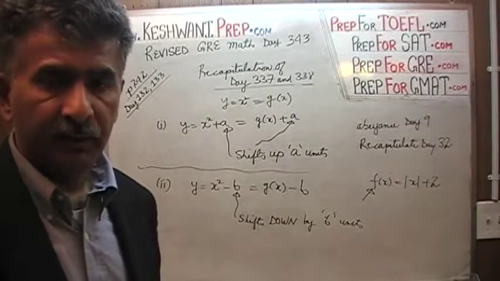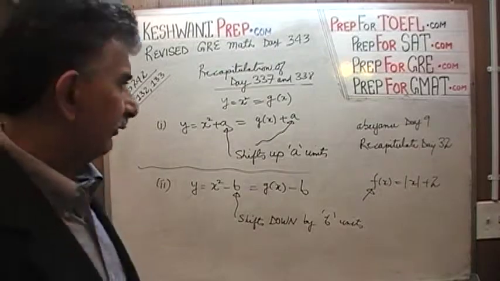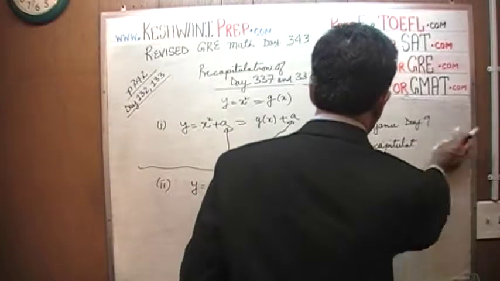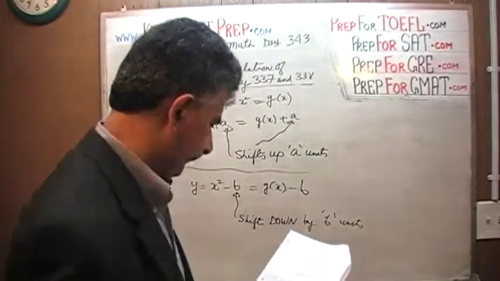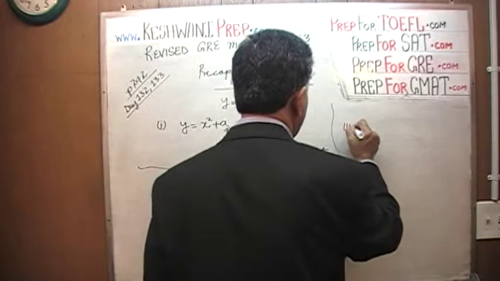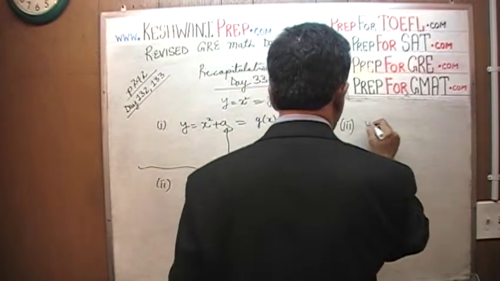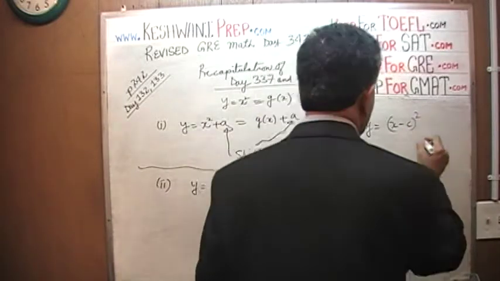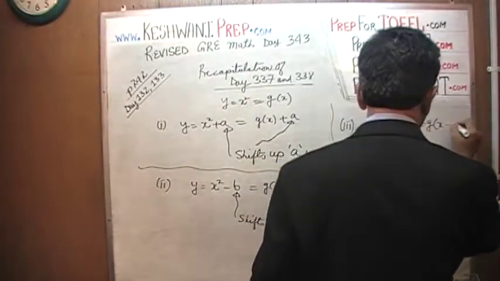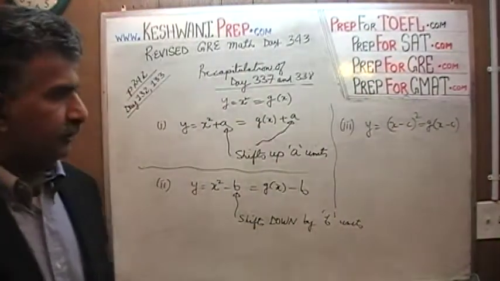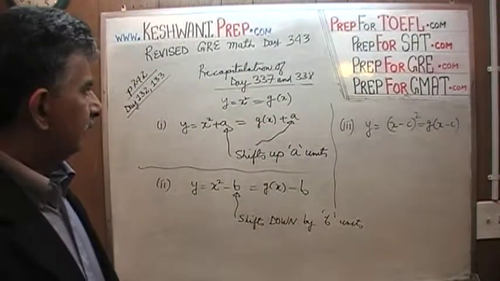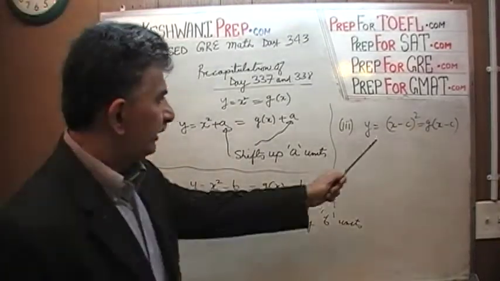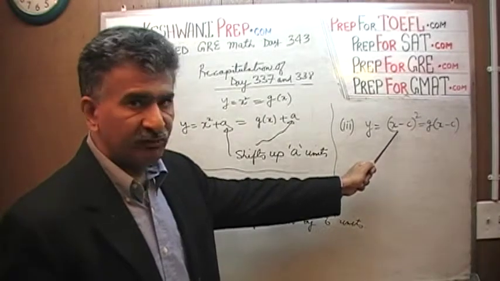Now let's talk about the shifts left and right along the horizontal axis. We need the room. We can do it here, I guess. y is equal to x minus c squared. This is same as g of x minus c. This is how we write it. So in other words, wherever the x appears in the function, we replace x with x minus c.